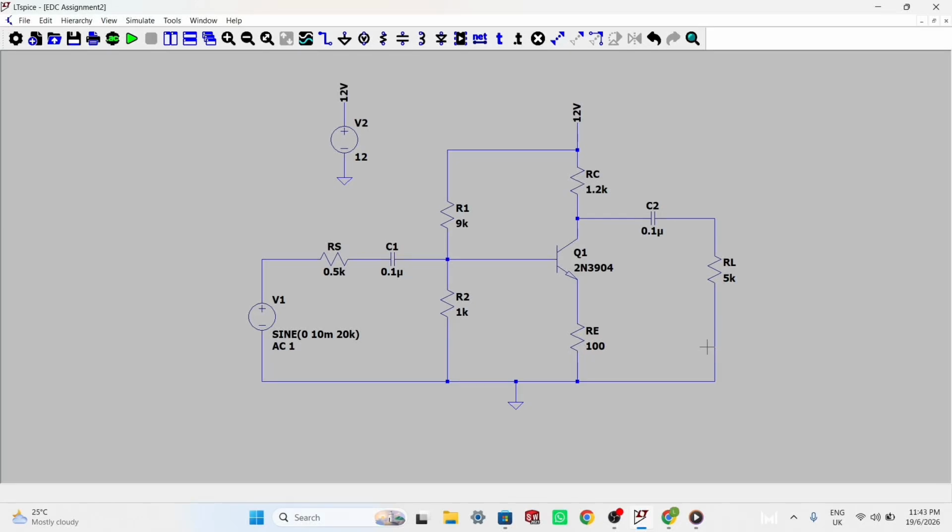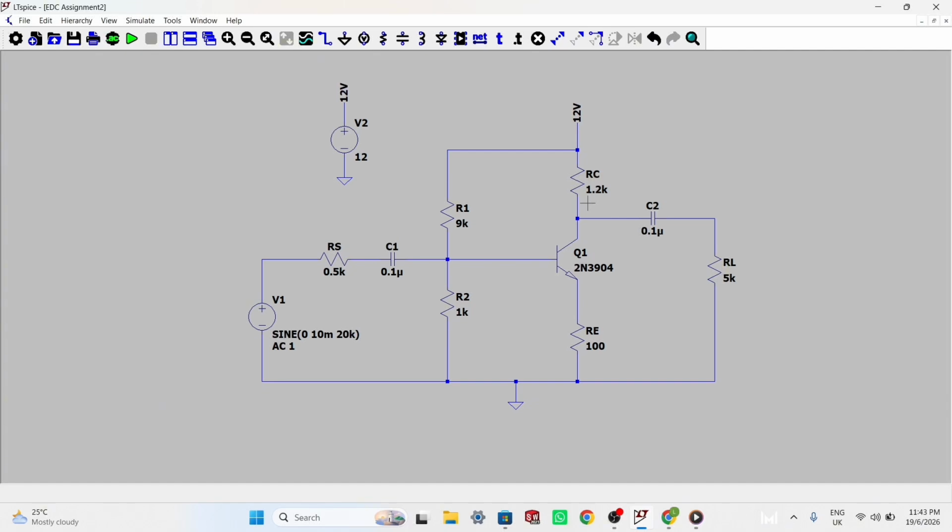Hello everyone, today I will be demonstrating the operation of a BJT common emitter amplifier using LTspice. So the goal of this circuit is to amplify a small AC input signal while maintaining a stable DC operating point. For this design, I'm using a realistic 2N3904 transistor model and standard resistor values, including a 1.2k ohm collector resistor. So I will walk through 3 stages of the simulation to prove that the circuit works.